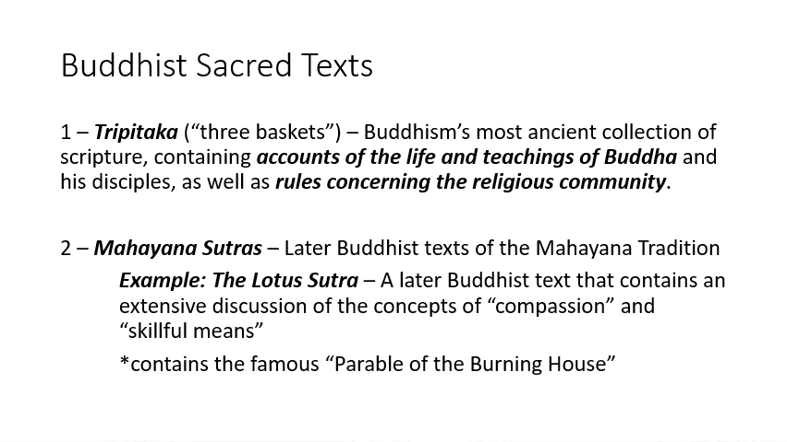And the second major type of Buddhist sacred text, we're just going to call Mahayana Sutras, which are later Buddhist texts of the Mahayana tradition. One example of a Mahayana Sutra is the Lotus Sutra, which is a rather famous Buddhist text that contains extensive discussion of the concepts of compassion and skillful means. And it contains the famous parable of the burning house, which we are going to read later on.